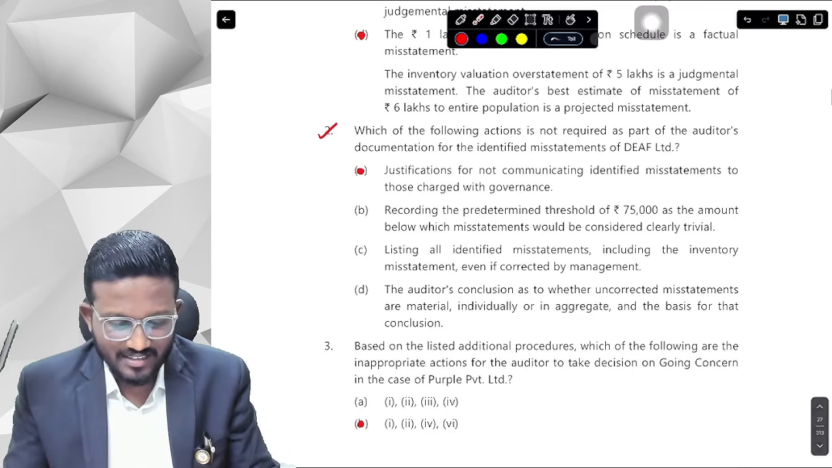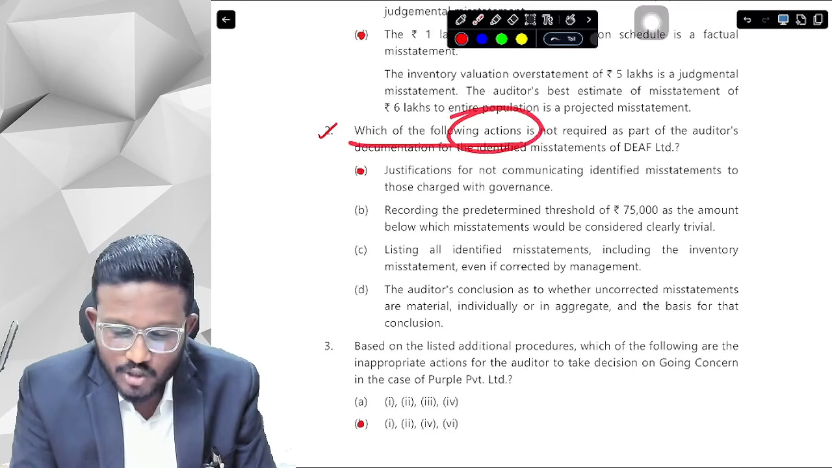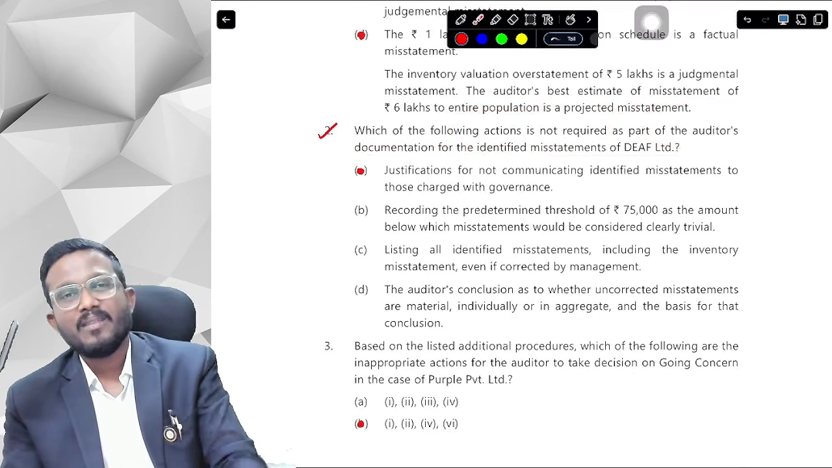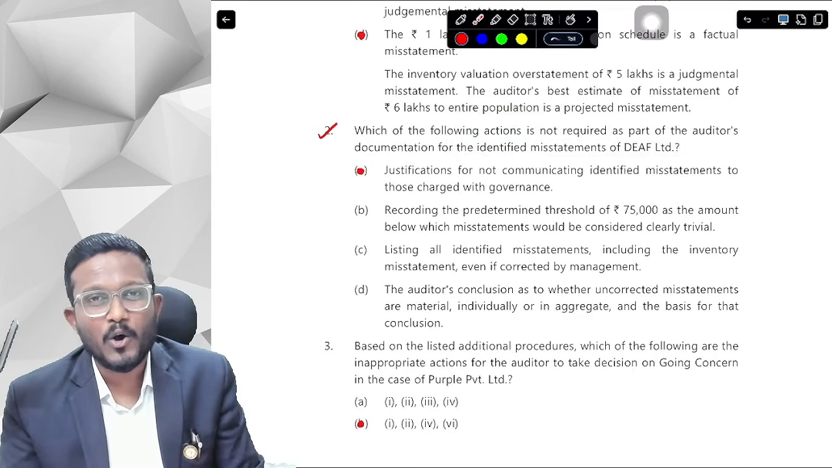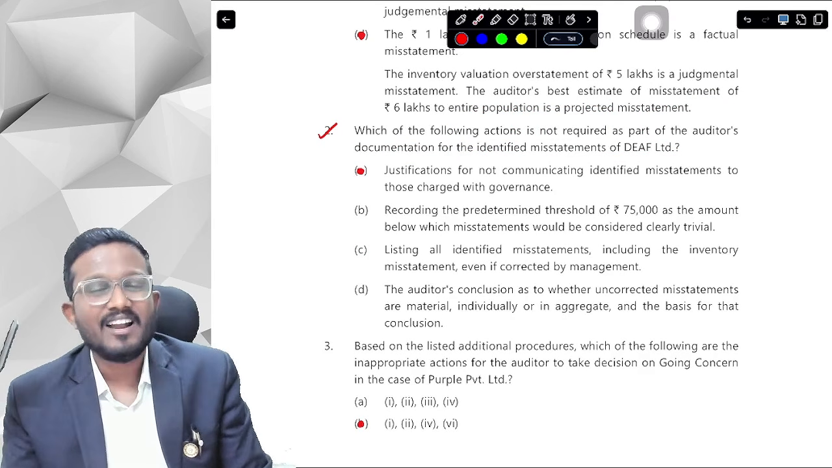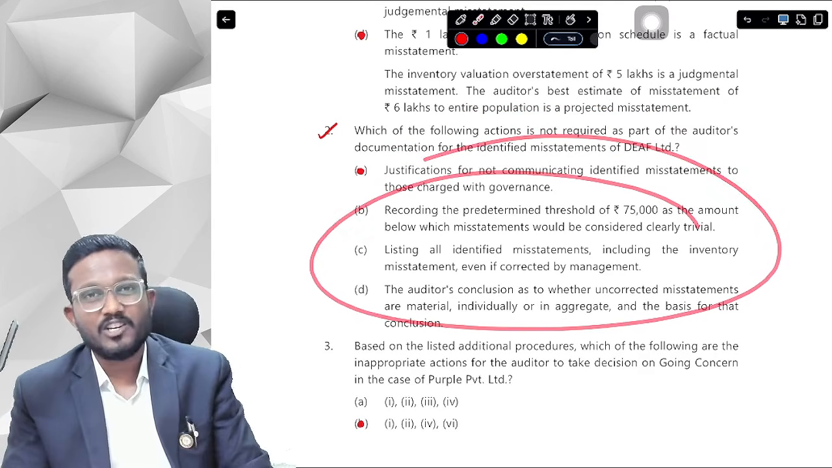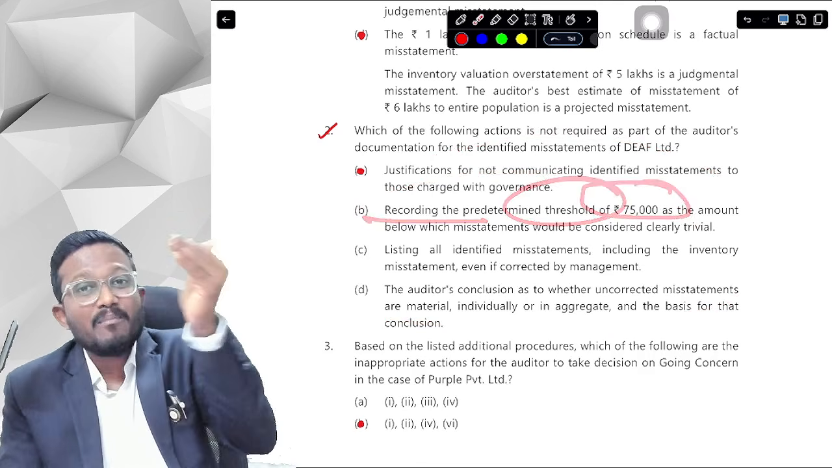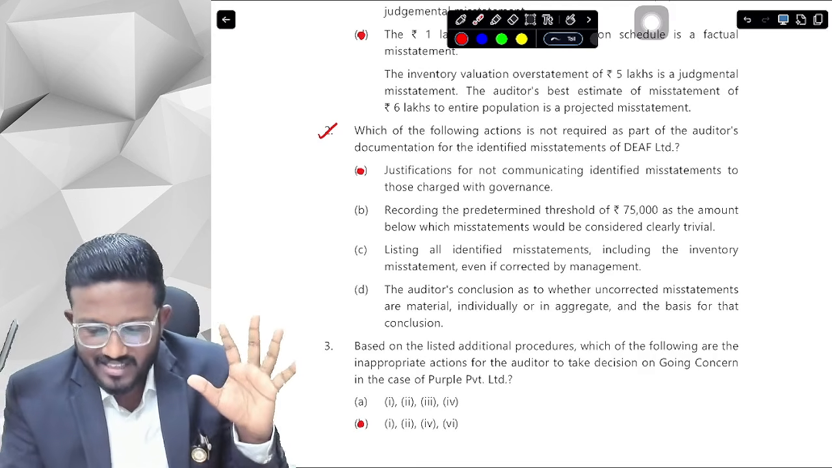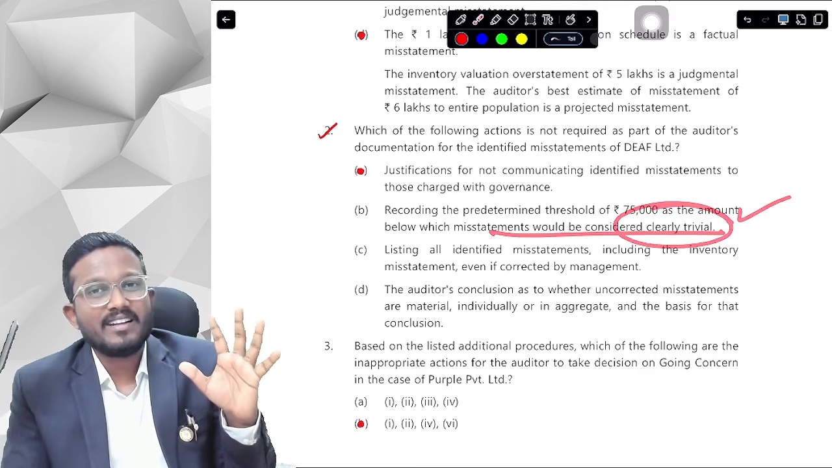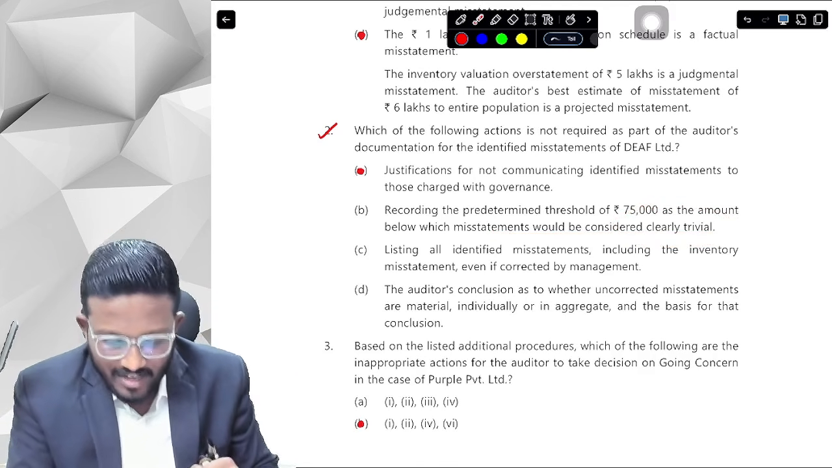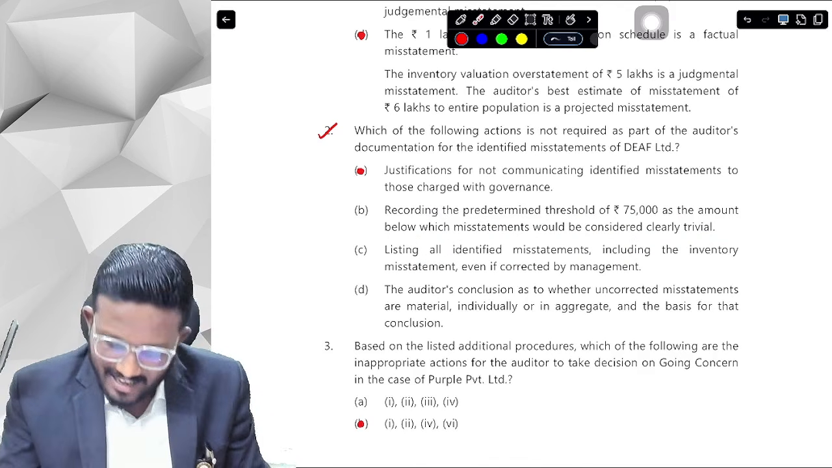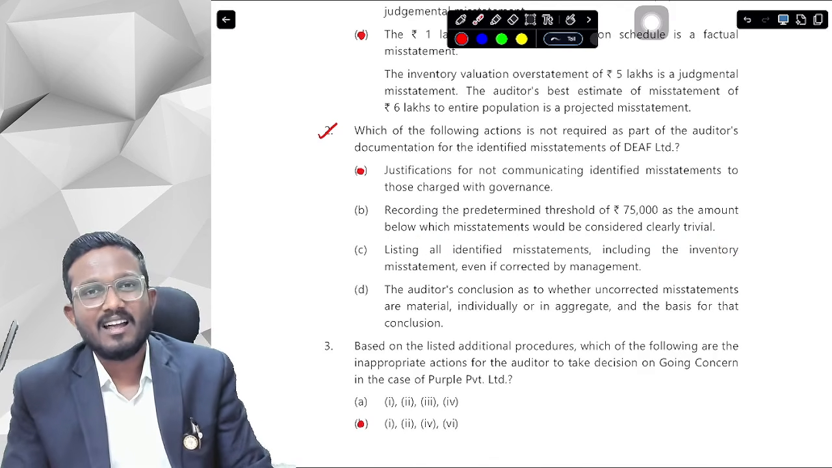Okay, yes sir. Next is what, sir? Which of the following actions is not required as part of the auditor's documentation of identified misstatements? So basically we need to refer to the documentation requirements of SA 450. Now what is not required as per documentation? First is, sir, we need to record the threshold of 75,000 as the amount below which the misstatements would be considered clearly trivial. Yes, we have to document it as per SA 450. Next is, we need to list all the identified misstatements, whether the misstatement is corrected or uncorrected. Yes, we need to include this in our documentation.